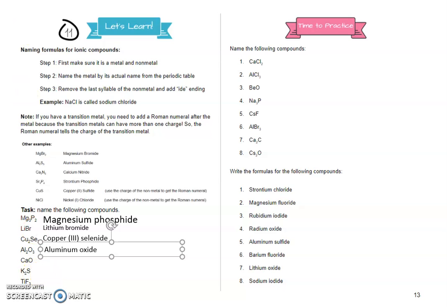Down here, we've got K2S. What's K called? K is potassium. Is it in the middle of the periodic table? No. So since it's not, I don't need a Roman numeral. S instead of sulfur becomes sulfide.